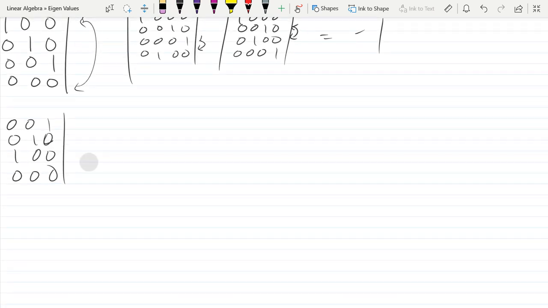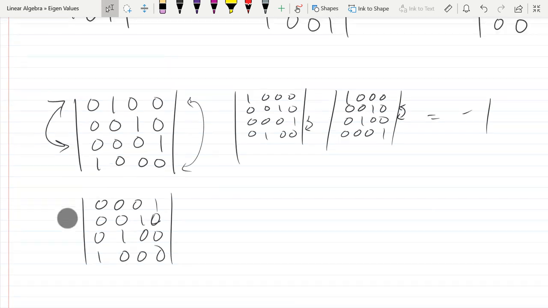So that means this determinant is 1, but when we rewind, we're 1 row swap away from what we wanted. So it's negative what we get here. So that determinant will be -1.